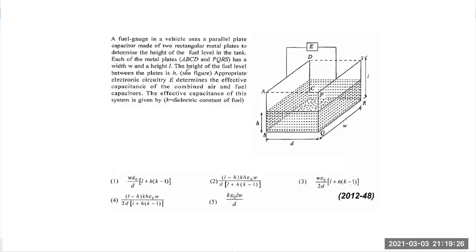You can see H. Appropriate electronic circuitry E determines the effective capacitance of the combined air and fuel capacitors. So there are two capacitors here, because there is fuel and there is air. The effective capacitance of the system is given by K, the dielectric constant of the fuel. Now this is a 3D structure. If you draw it in 2D, there are two parallel plates like this, and across this plate and this plate we are supposed to find the capacitance.